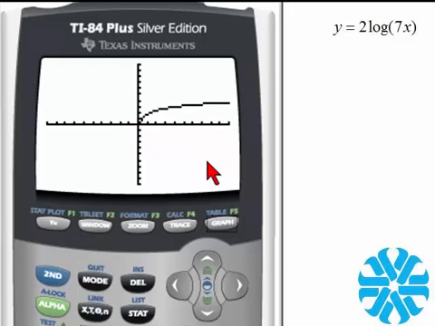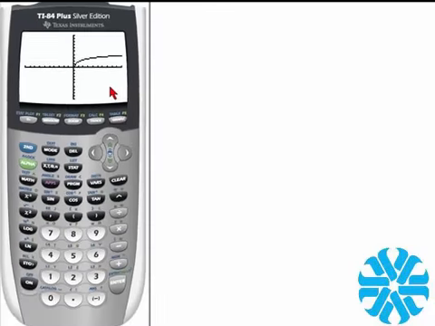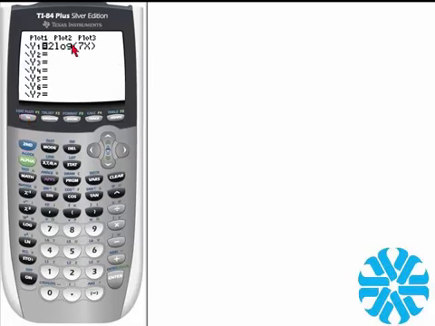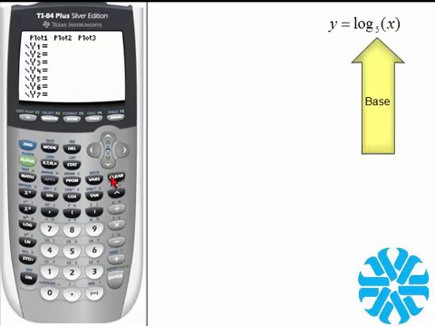Okay, so let's go ahead and graph our last example, example number 5. So let's go back to the input function key. Let's clear this out by hitting clear. And what we're going to do here is we're going to graph y equals the log of base 5 of x.